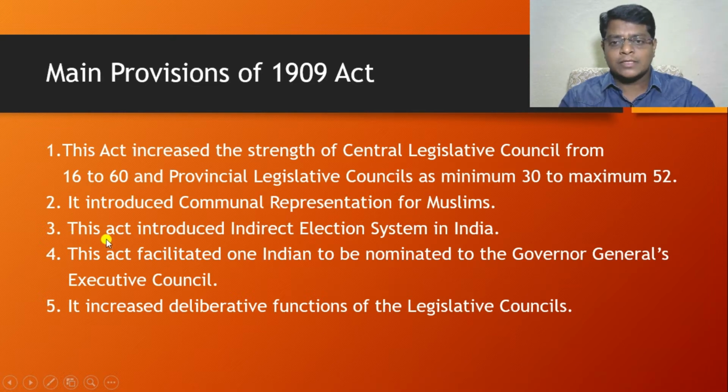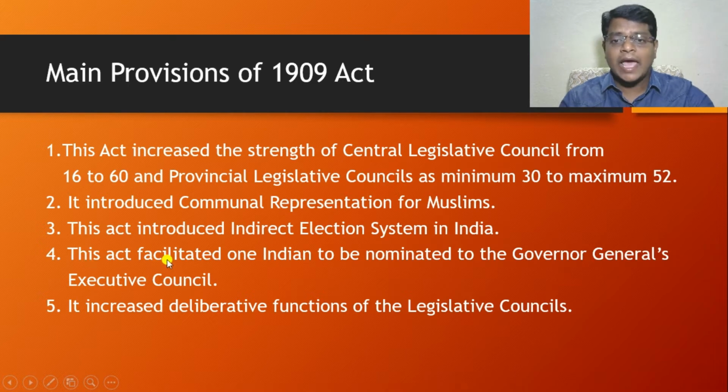By this act, for the first time in India, the Britishers introduced an indirect election system. For the first time, they introduced an election system by this Act of 1909. That was indirect election, not direct election. Direct election was introduced by the 1919 Government of India Act. Later we will discuss that. But here, by the Indian Council Act of 1909, they introduced elections in India for the first time, in an indirect manner.